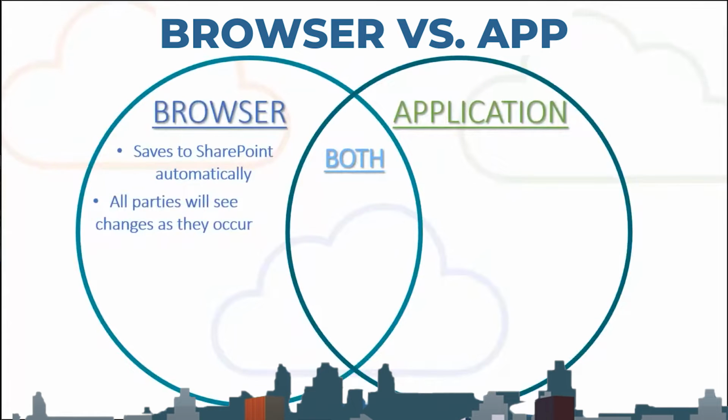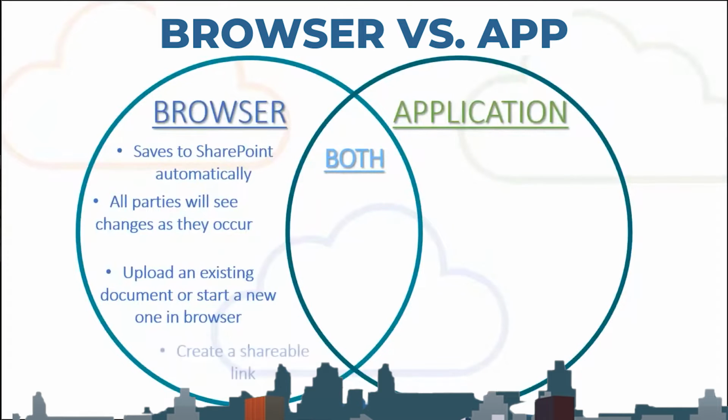All parties, if you are collaborating on a document and you are working in the browser version, all parties will see the changes as they occur. If you're working on Word online, if everybody's in the document, you'll be able to see everybody in there when they're in the browser, which is great. And then you can upload an existing document or start a new one in the browser. So just like the desktop app, you don't lose any functionality that way. You can choose to open it. And then in the browser, great thing, you can create a shareable link. So super easy to share from the browser.